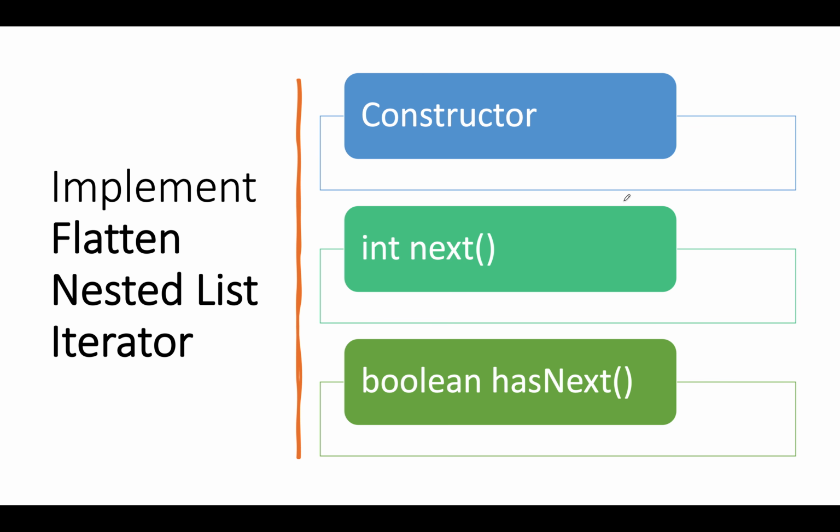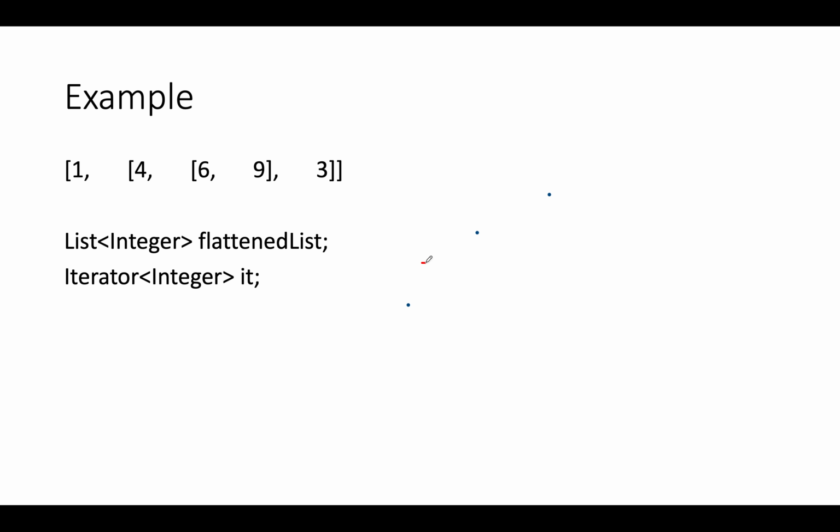The question asks us to create three methods: the constructor, the integer next, and boolean has next. So this returns the next integer in the queue, and this returns whether there are elements in the list or not. So let's reduce the problem statement to a simpler subproblem. Hypothetically assume we are given the input list in this format 1, 4, 6, 9 and 3, which is already flattened. We can have an iterator on this list.